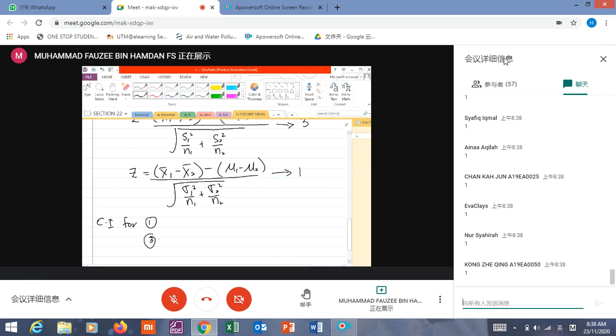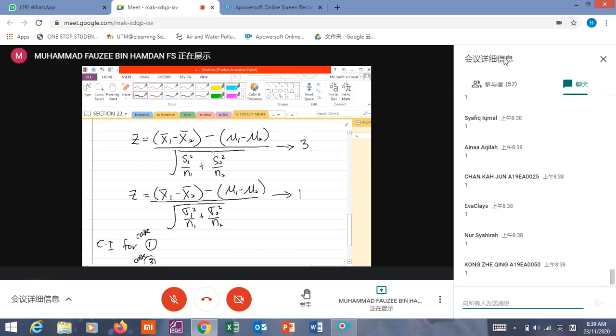Okay, now try. You need to try. Look at the formula. Use BAD. Now try to construct the confidence interval. Don't look at the formula in your books.